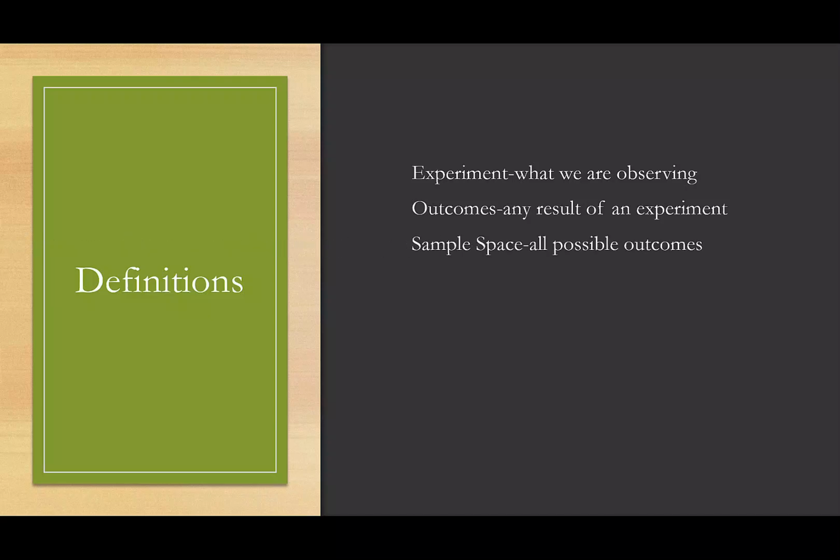Let's talk about a few foundational definitions. An experiment is what we're observing. The outcome is any result of an experiment. The sample space is the collection of all possible outcomes, and an event is a set of the outcomes.